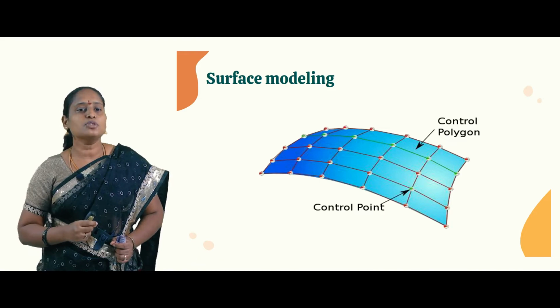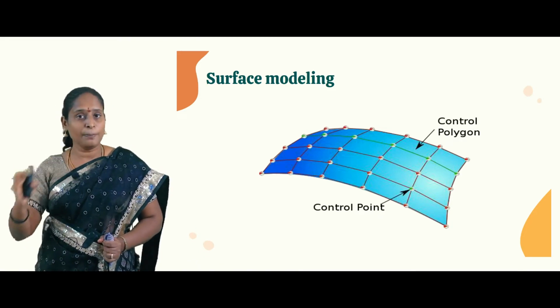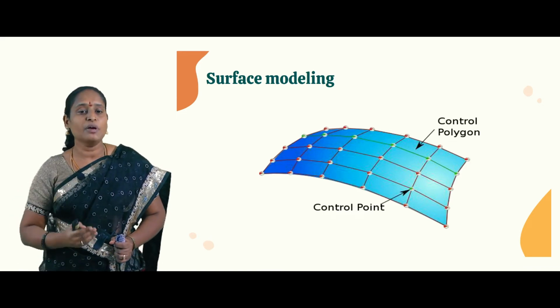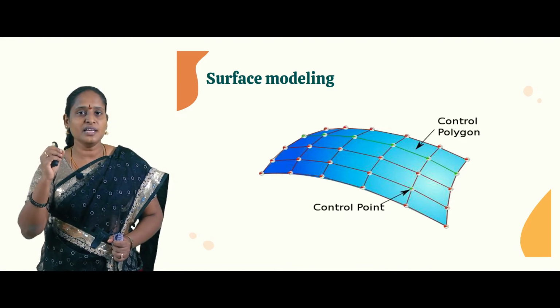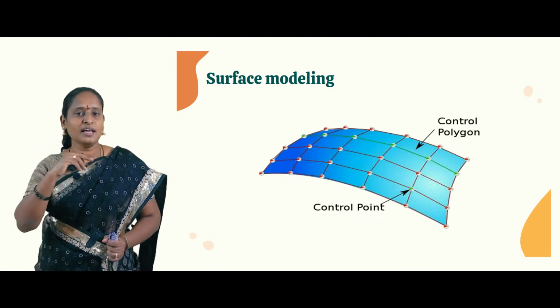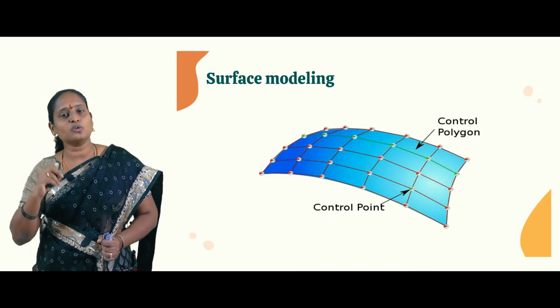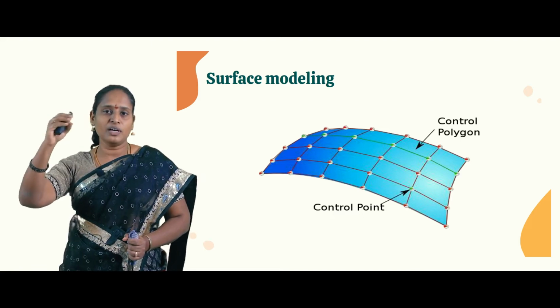So now here comes surface modeling. Surfaces are like sheet metal work or paper work. We are just making points. These are called control points. These points are joined with the control polygon. A polygon is a line that joins your control points. According to the direction of your control points, you make your diagrams.